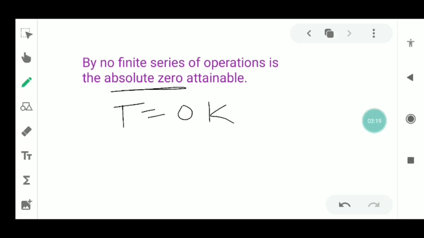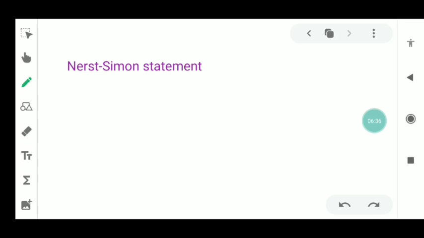By any process or any sequence or series of processes, we cannot achieve a temperature of 0 Kelvin. That's why the third law is also called the principle of unattainability of absolute zero. There is also an alternative statement, which is given by Nernst and Simon. This is called the Nernst-Simon statement.